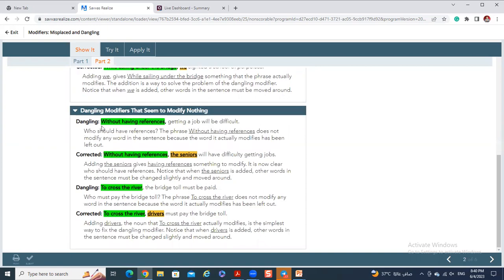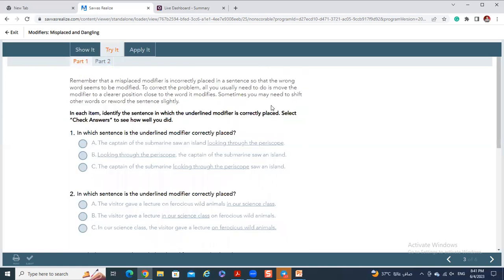A dangling modifier that seems to modify nothing, without having references. Who's having references? Getting a job. How does getting a job get modified by without having references? No, it must be the senior. So we add: without having references, the senior. To cross the river, the bridge toll. Who's crossing the river? Don't tell me the bridge. So: to cross the river, drivers. It's an easy lesson that doesn't take five minutes.